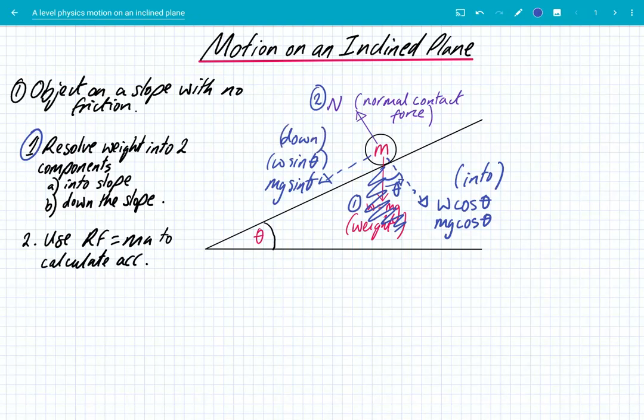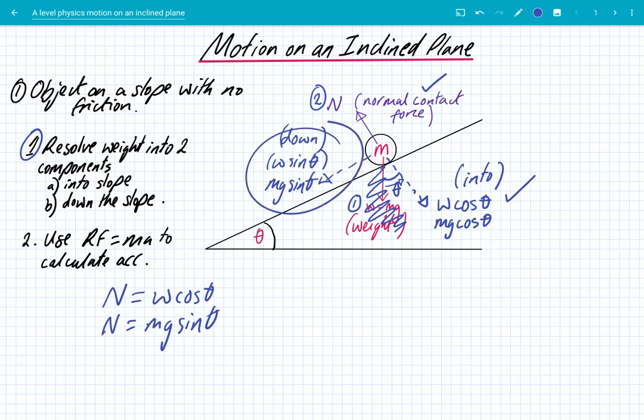So we can look at this very simply. The object is not going into or off the slope, so the normal contact force must equal W cos theta. The force out of the slope is equal to the force into the slope, or N equals mg cos theta. So we've looked at this force and this force. Therefore, the resultant force, the unbalanced force, must be this one. The resultant force on this object is equal to W sine theta, or we can say mg sine theta.